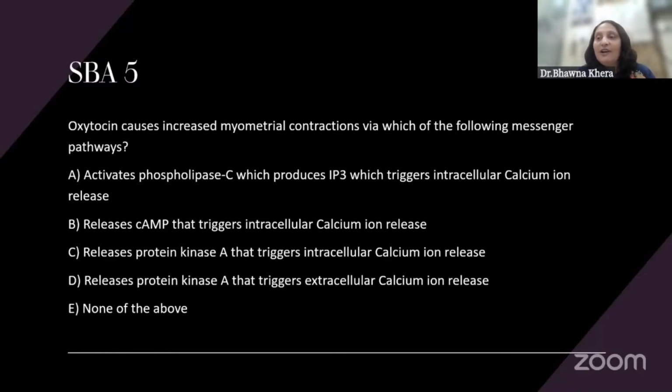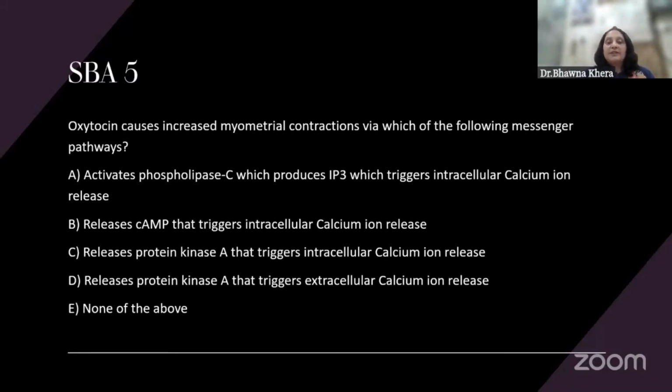Yes, I'm waiting for your answers in the live chat. Thank you for answering. Very good. There is some confusion, some are answering right, some are answering wrong. The A option is the correct answer. It is the inositol phosphate pathway, which leads to increased myometrial contractions.